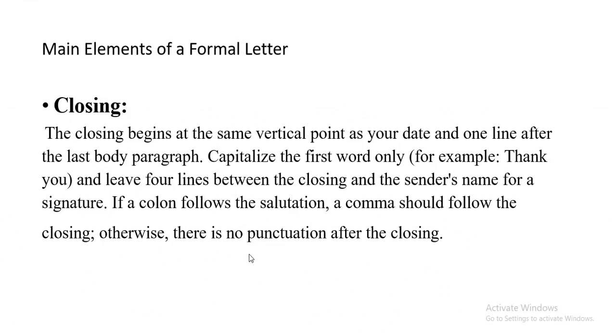Closing of a formal letter. The closing begins at the same vertical point as your date and one line after the last body paragraph. Capitalize the first word only. For example, Thank you, and leave four lines between the closing and the sender's name for a signature.